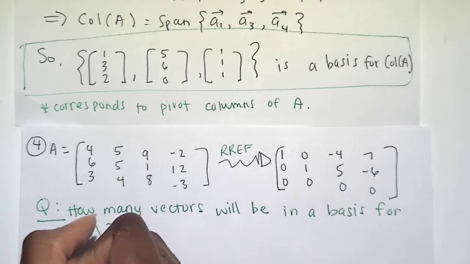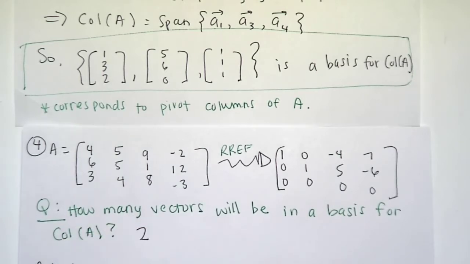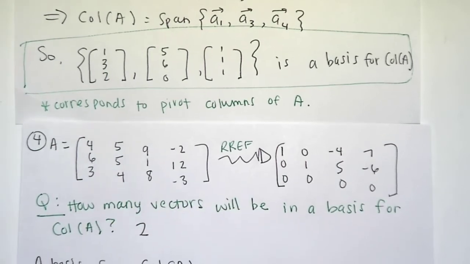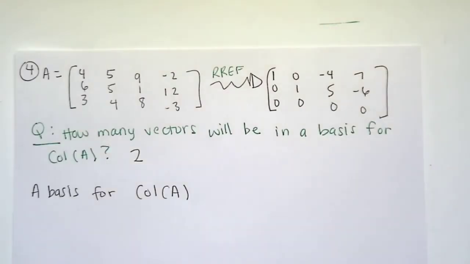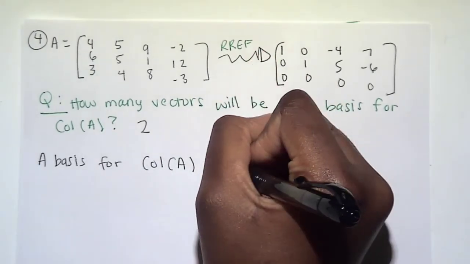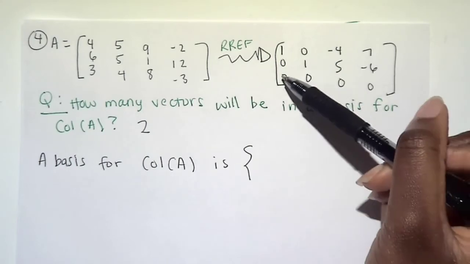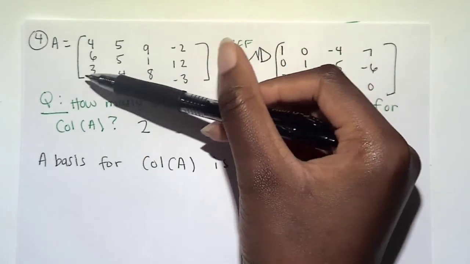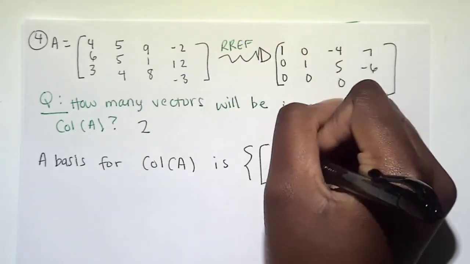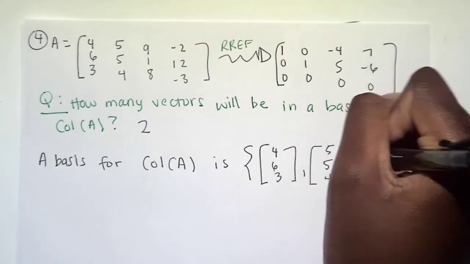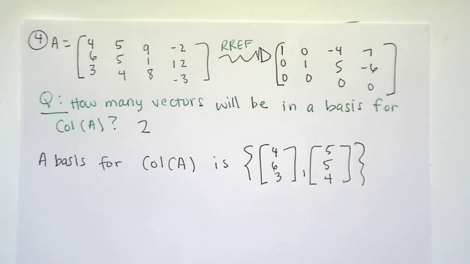All right, so we can write that out. A basis for the column space of A. So a basis for the column space of A is the 2 vectors that correspond to the pivot positions in the original matrix. So it'll be these 2. 4, 6, 3, and 5, 5, 4. This is a basis for the column space of A.